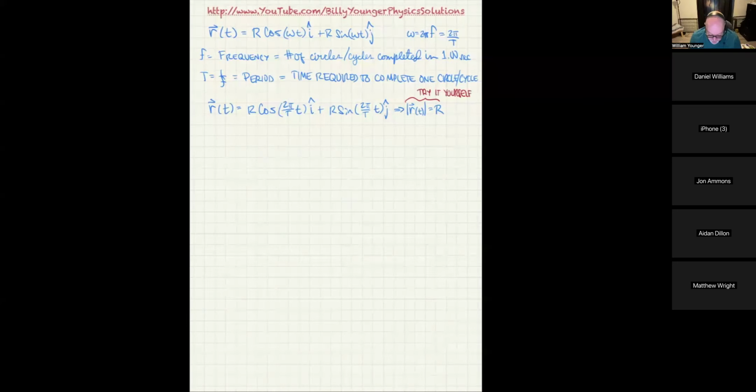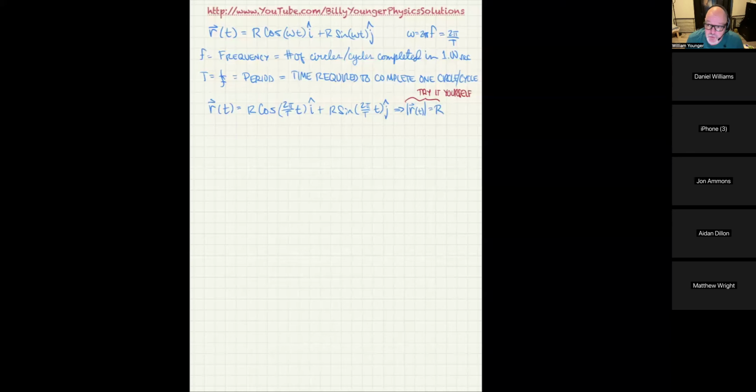Now, if you were to actually plot this, what you'd find is that at t equals 0 seconds, this vector is going to be a vector r units long, and it's going to point from the origin to x equals r. And if you go to a quarter of a period, in other words, you let t equal capital T over 4, then the vector again has a length of r, but this time it'll be pointing straight up along the y-axis.